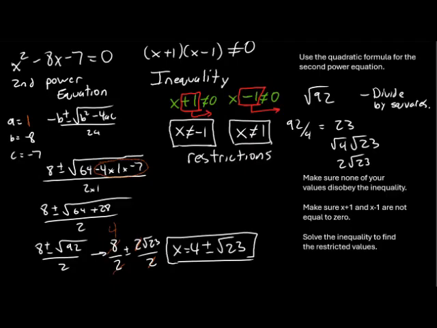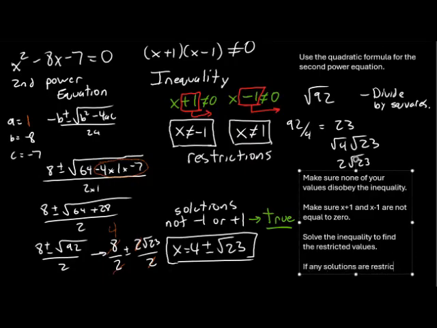However, the solutions that we came up with previously, that's 4 plus or minus square root 23, neither one of those gives us 1 or negative 1. Because neither of our solutions match our restrictions, we can be assured that both of our solutions are true answers. If any of your solutions were restricted values, they would be fake answers. Those fake answers would not be considered solutions to this problem because they are already restrictions.